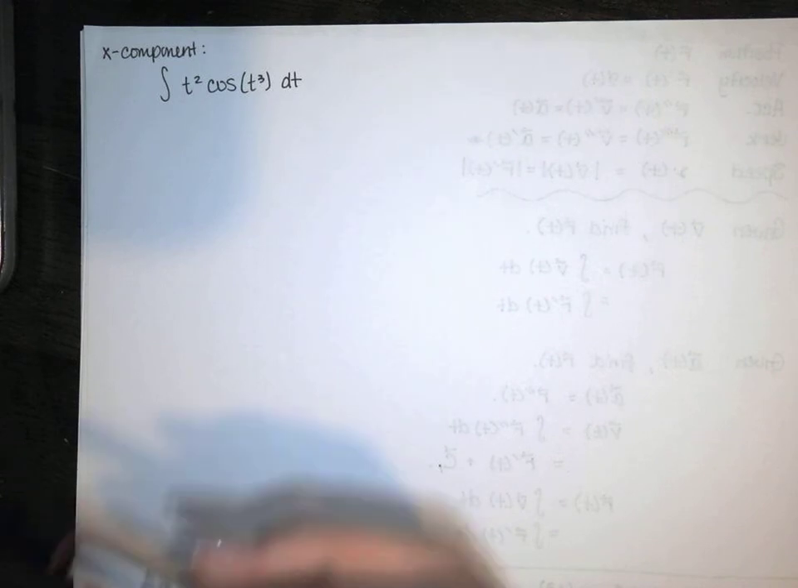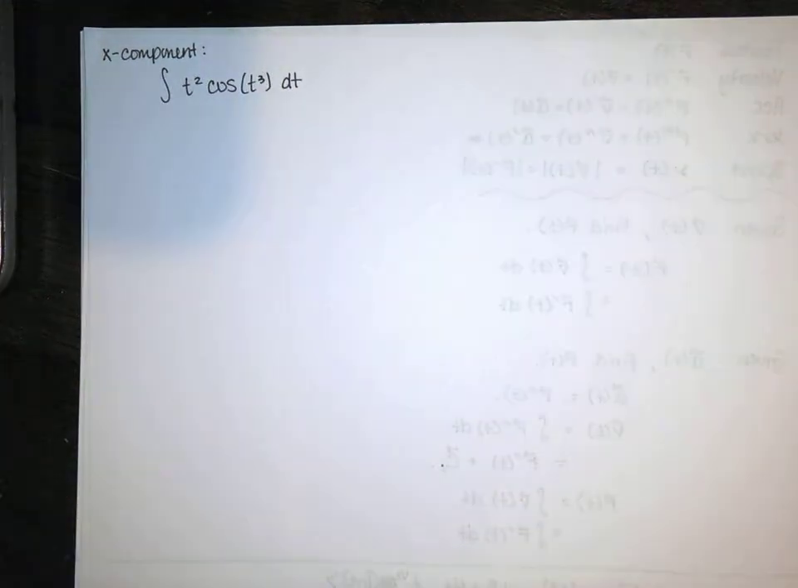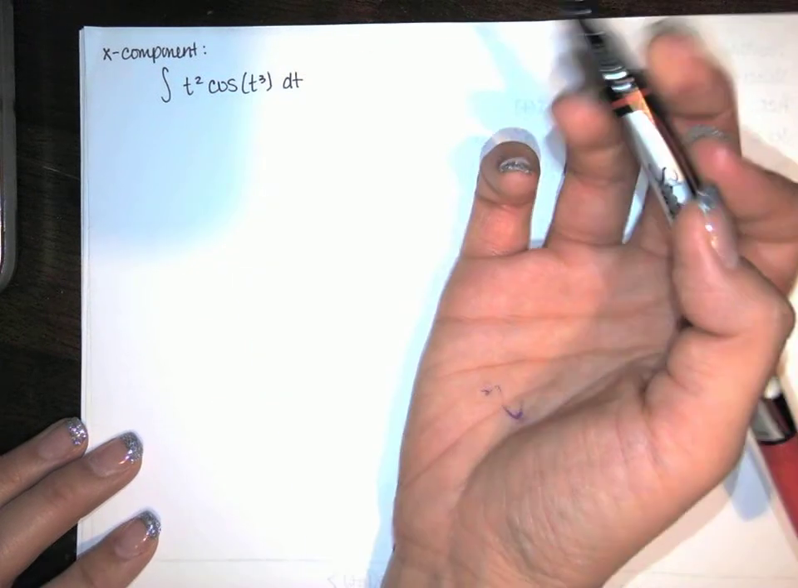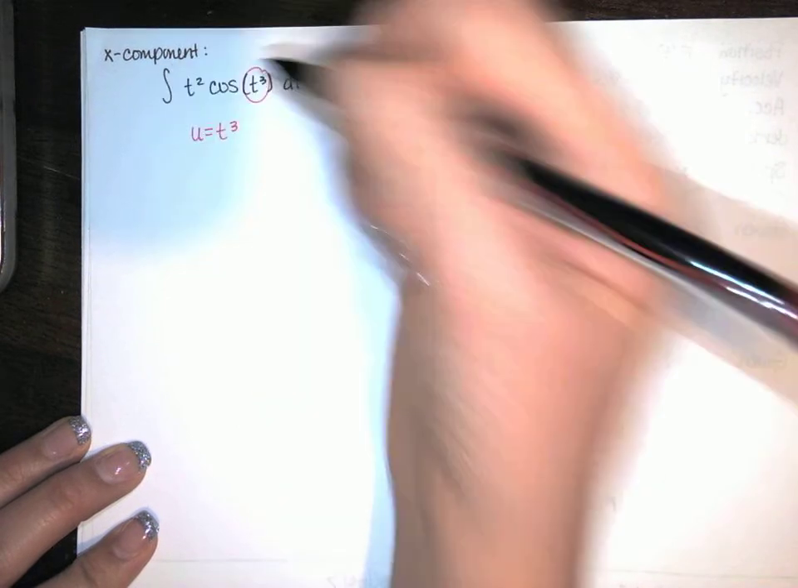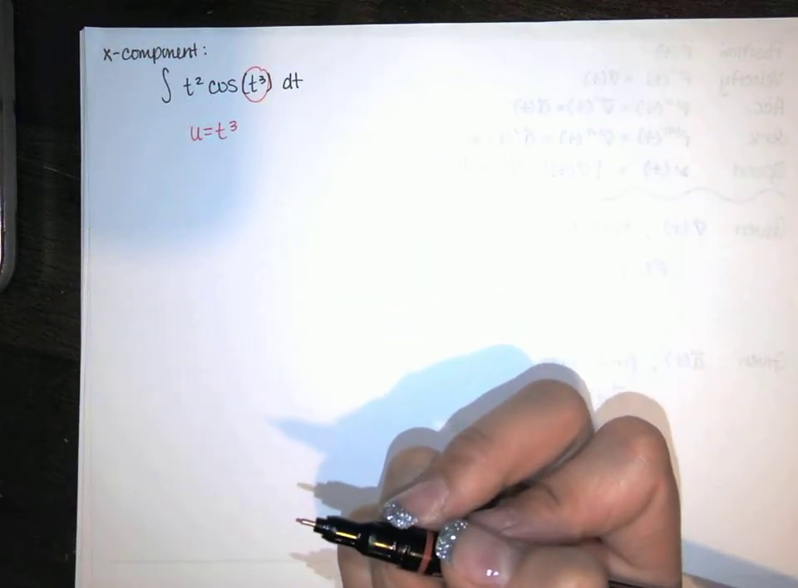With U substitution, I'm looking for a function nested inside another function. So it's usually in parentheses. It's under a radical. It's inside a trig function or inside an exponential function. But it's something nested inside another function. In this case, we've got a t cubed inside the cosine function. So if this is a U substitution, chances are that's my inside function, that's going to be my U.